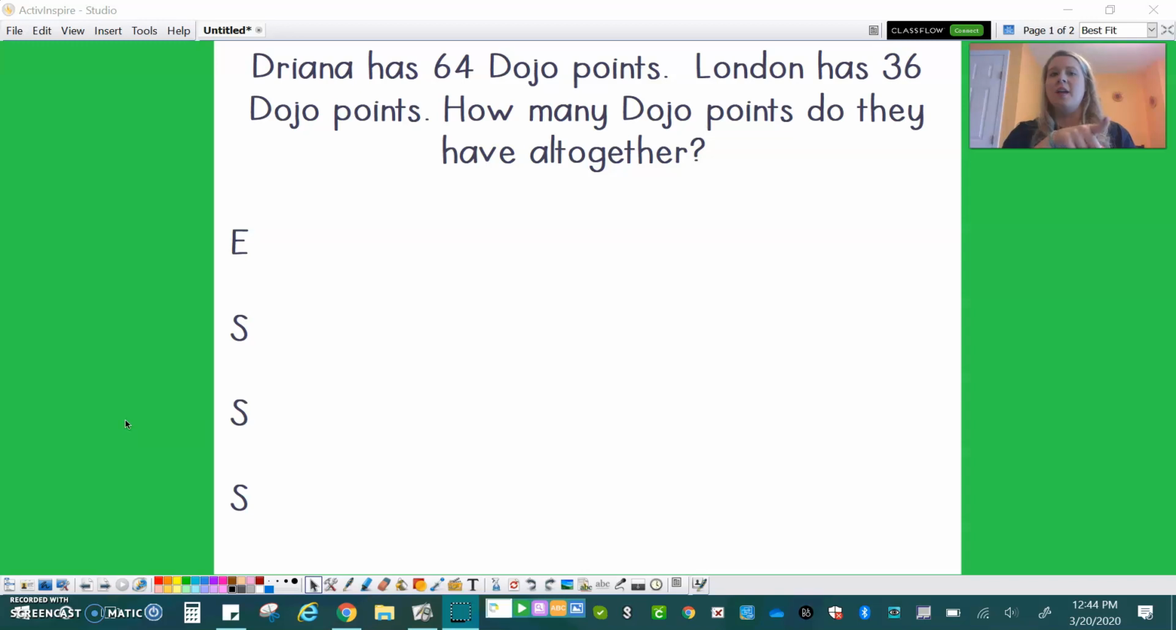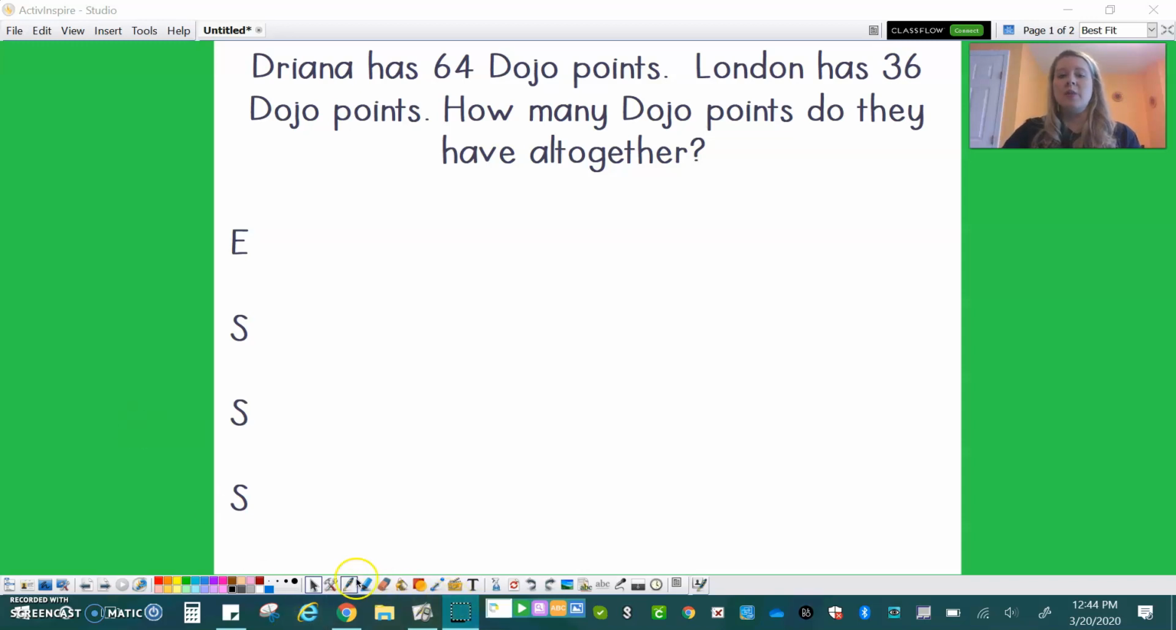I'm here today with a story problem math lesson. Today's math lesson will be on result unknown story problems. So here's a story problem I have posted. I'm going to read it to you. Driana has 64 dojo points. London has 36 dojo points. How many dojo points do they have altogether?